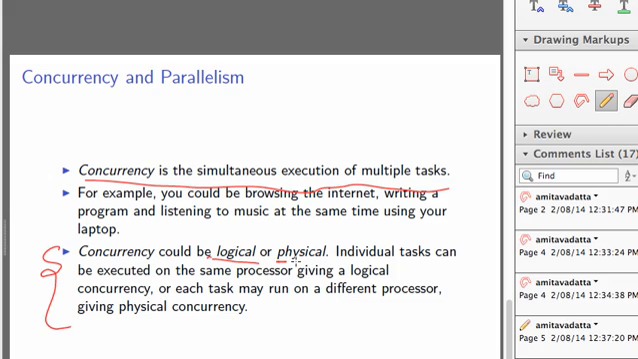However, there could be physical concurrency if you have multiple processors or multiple cores in your computer. That is called physical because in that case, all of your tasks are getting executed truly simultaneously in parallel, and that is called parallelism or physical concurrency.